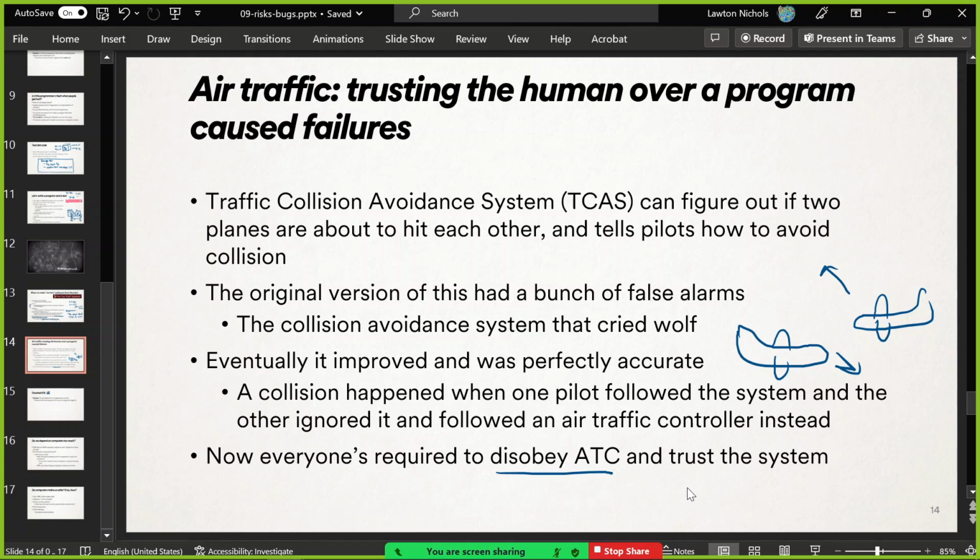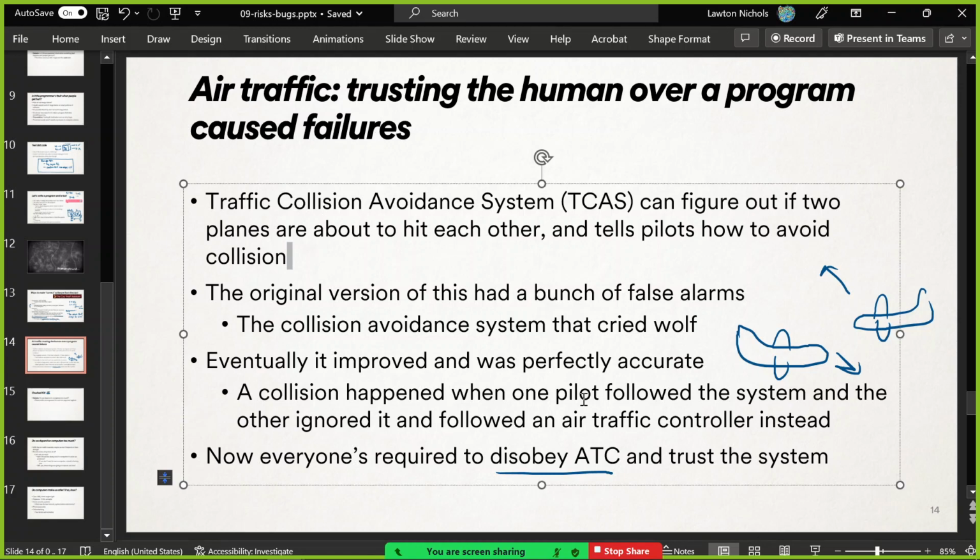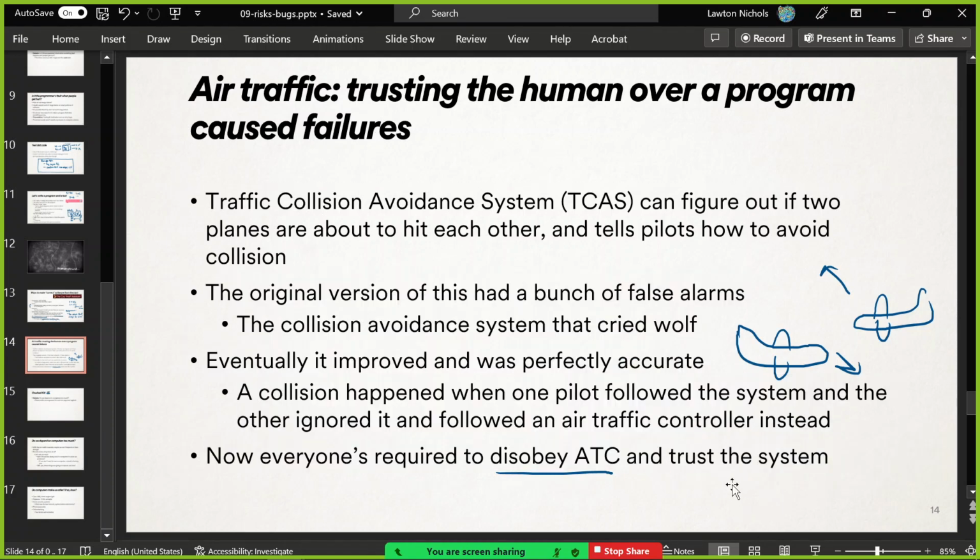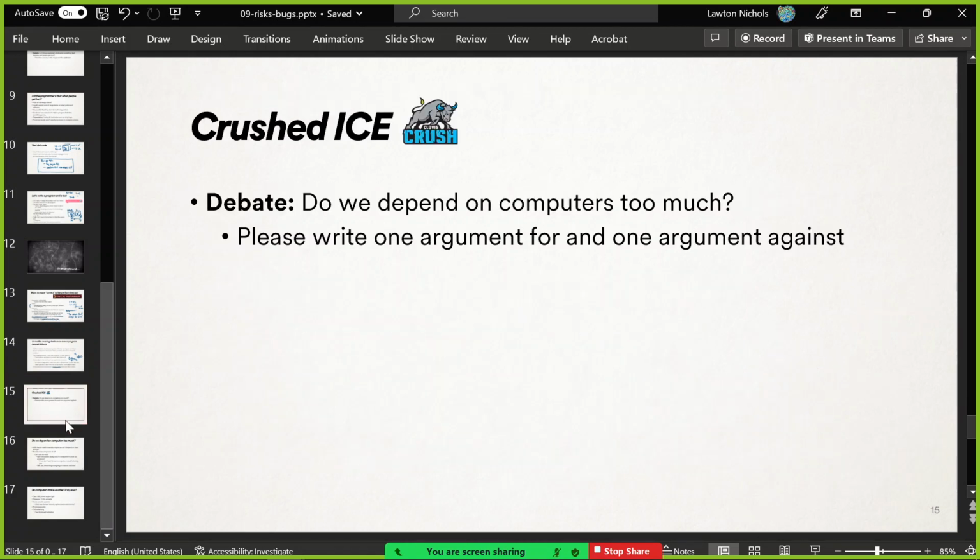And so this leads to an interesting question that we've been building up to, and I'd like to hear your responses to it, at least in word form. So here's my question to you. Like, this idea, it's like we are trusting this system with our lives now. Do we depend on computers too much? Let's ask each other this question.